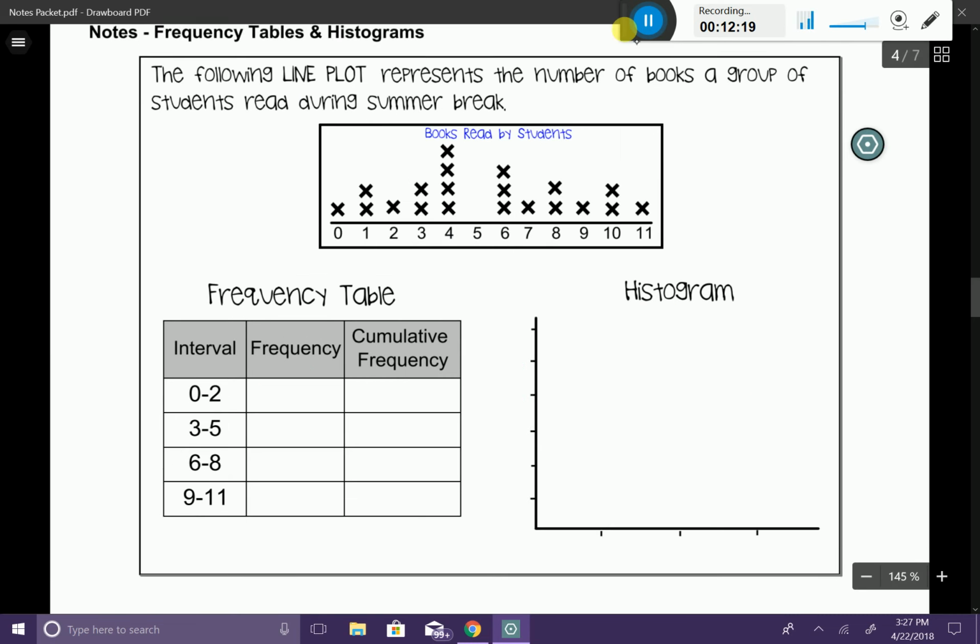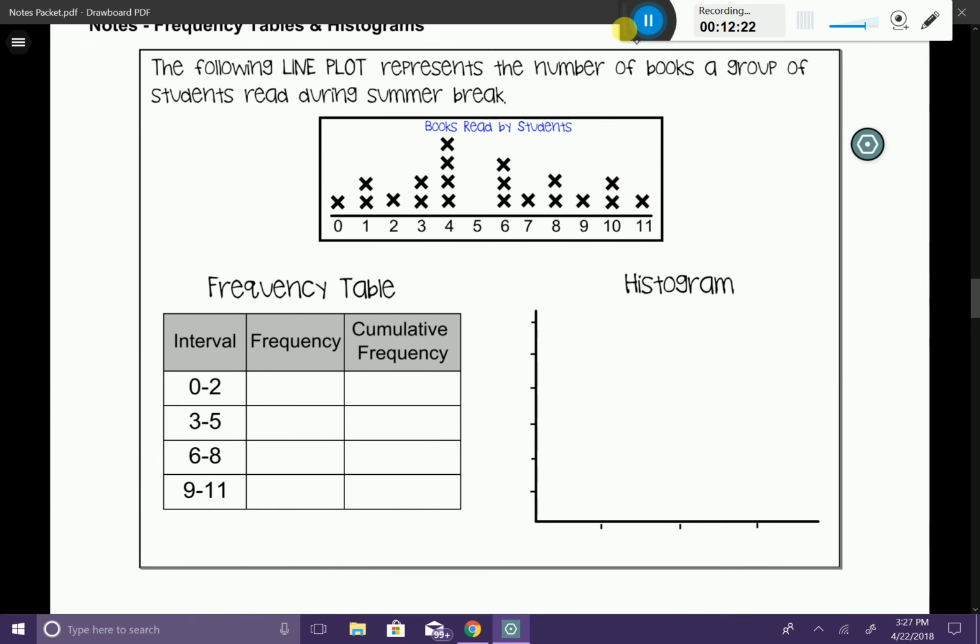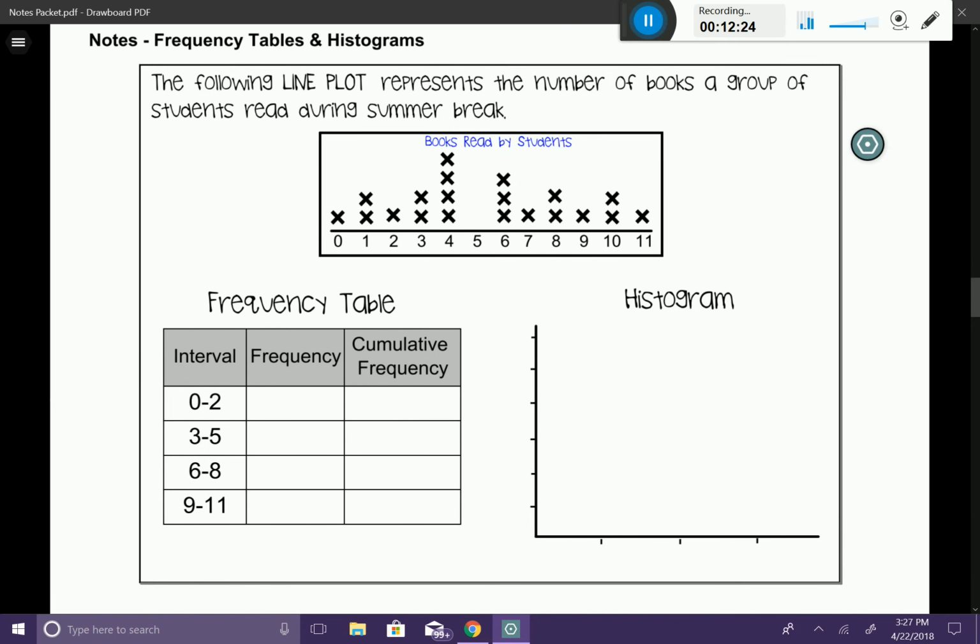Okay, now I have another representation for you. We're still going to do a frequency table and histogram, but this time we're going to be looking at a graph called a line plot. It says the following line plot represents the number of books a group of students read during summer break. So just a little hint on how to read a line plot. Each one of these X's represents a student, and the numbers along the bottom represent the number of books that they read.